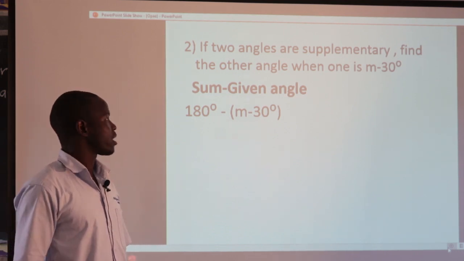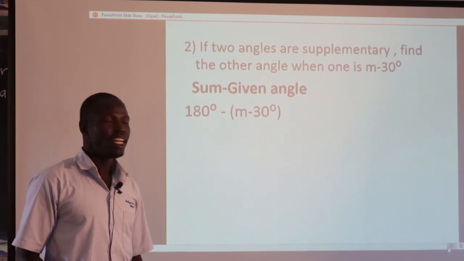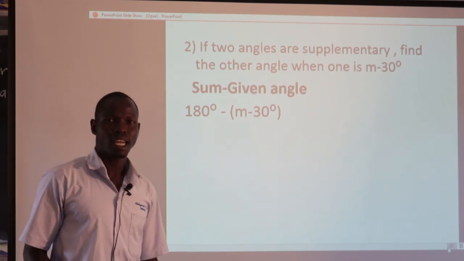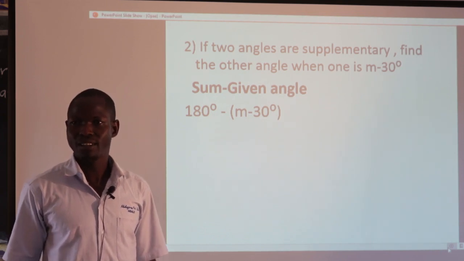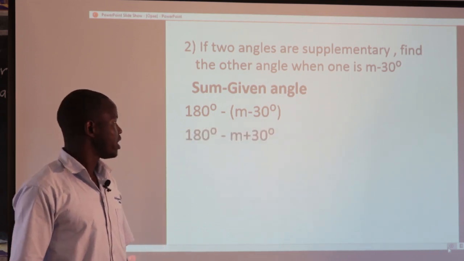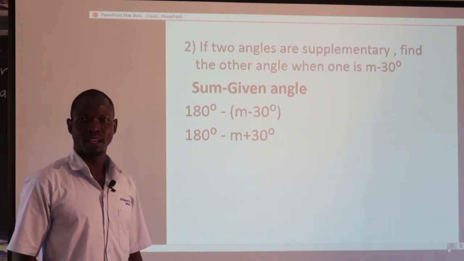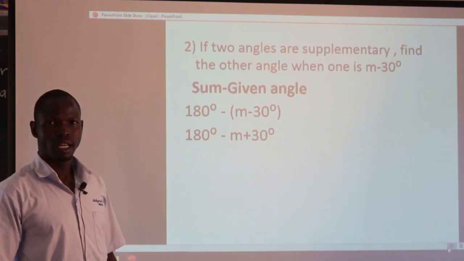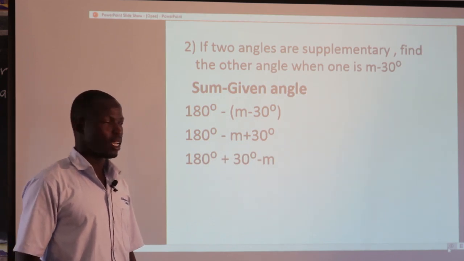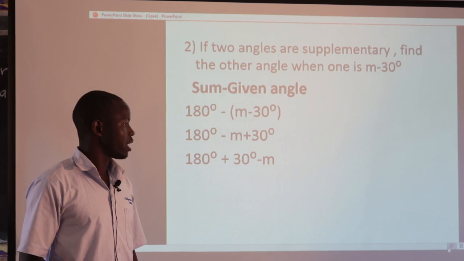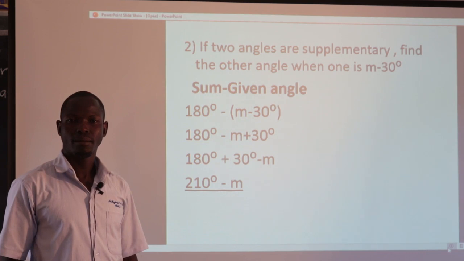But remember, we multiply signs. A negative times a positive will give you a negative. Then, a negative outside the bracket times that negative, which is next to 30 degrees. When we multiply those two negatives, we are going to get a positive. That's why in this step, 30 degrees no longer has a negative as it was in the previous step, but it has a positive. In the next step, we shall collect like terms. And when you collect like terms, you will have 180 degrees plus 30 degrees minus m, which gives us a result as 210 degrees minus m.